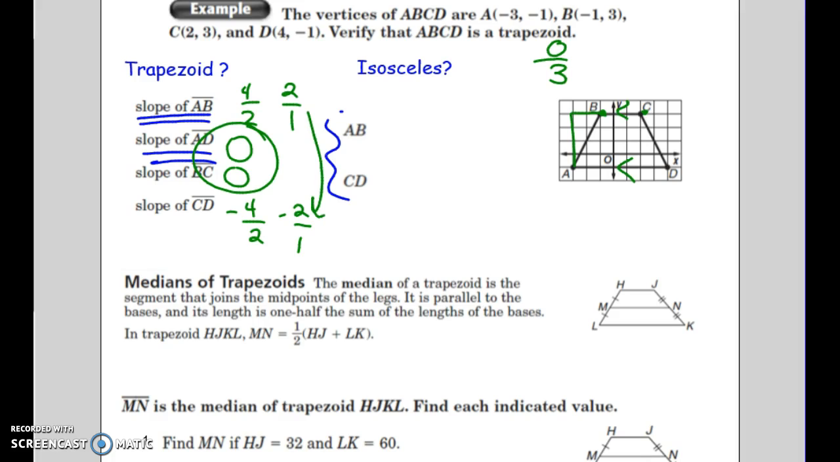Are these two the same? No. Are they opposite reciprocals? Yes. Is a positive 2 and a negative 2 the same? No. So they're not parallel. And they're not opposite reciprocals, are they? Because they're not flipped. Okay? Good. We'll finish there.